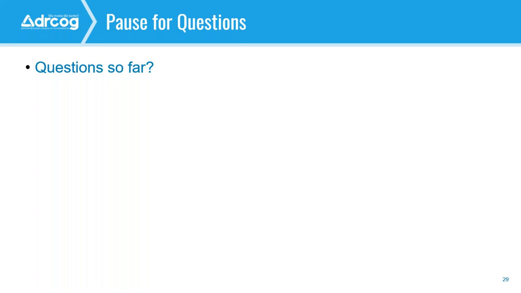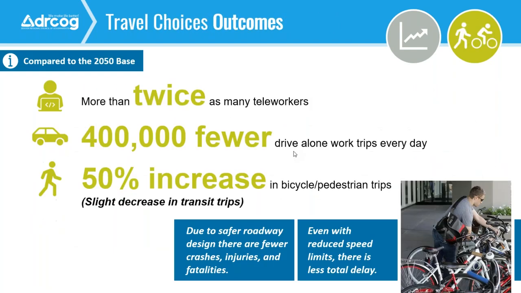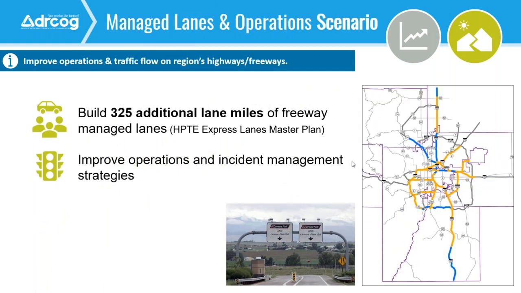The first one is from Phil Greenwald. For the managed lane and ops scenario, were State Highway 119, State Highway 7, State Highway 42 included as BRT or managed lanes? So we could go back to that map, maybe, Jacob. So we really just did freeways only in this scenario for managed lanes. I believe State Highway 119 is already included in the fiscally constrained plan, though. Is that correct? It is. Did I miss any part of that question, Emily? I think you got it.